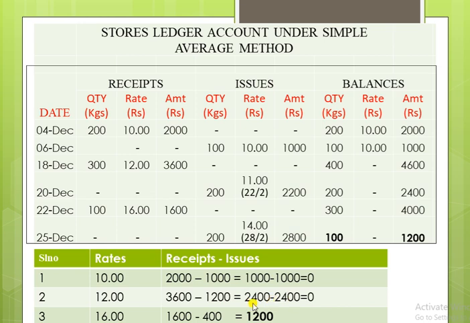So now 2400 is left. So next move on to the table directly. Now on 22nd December the transaction has taken place, that is 100 at the rate of 16 rupees. So that is 1600. So again add 200 plus 100, amount plus amount, quantity plus quantity. So 200 plus 100, 300, and 2400 plus 1600, it is 4000.